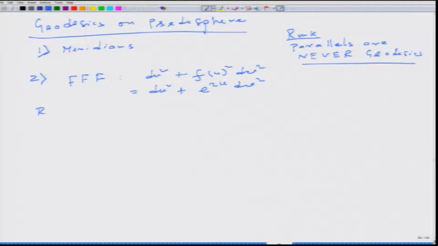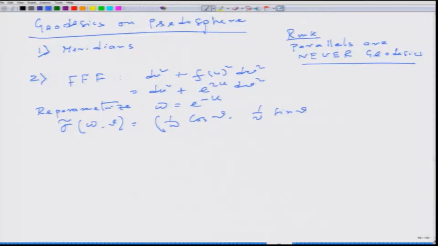I reparameterize this curve by putting w equal to e power minus u again. Then the surface looks like sigma(w, v) equal to (1/w cos v, 1/w sin v, 1 minus 1/w square cosh inverse w). You check it, this is very easy.